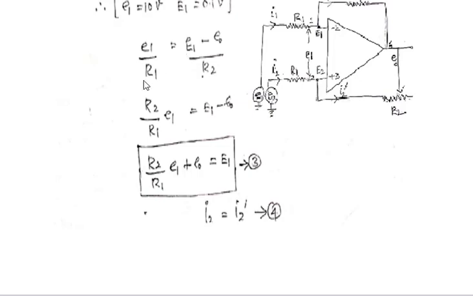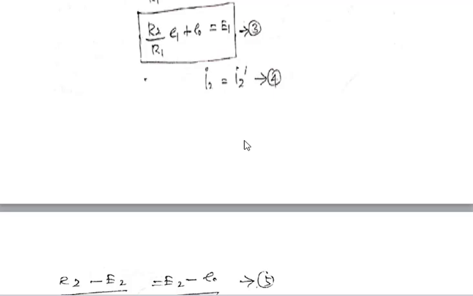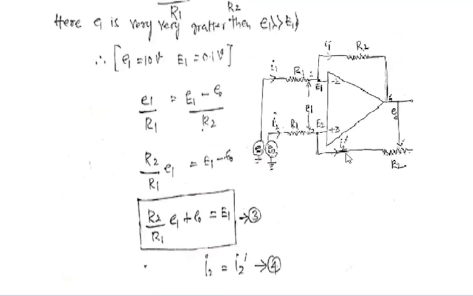Now R1 and R2 are replaced, so this equation is modified into R2 by R1 times e1 plus E output is equal to capital E1. In the same way, I2 is equal to I2 dash. What is I2? I2 is small e2 minus capital E2 divided by R2. In the same way, I2 dash is capital E2 minus E output divided by R2.